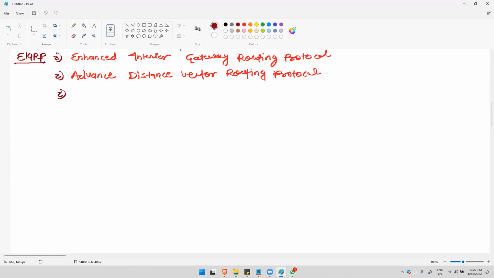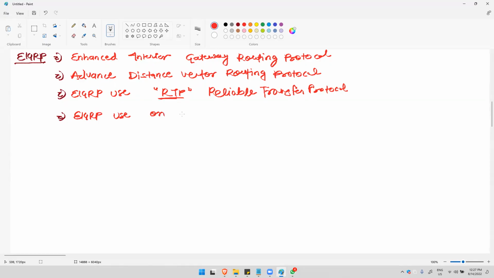Is it a TCP based protocol or UDP based? EIGRP TCP, right? It uses RTP. RTP means Reliable Transfer Protocol. Its name is RTP. Okay. On layer 3, EIGRP uses a protocol number. Which one? 88.